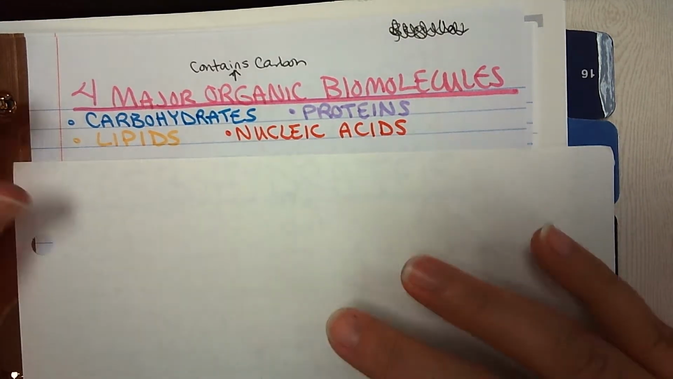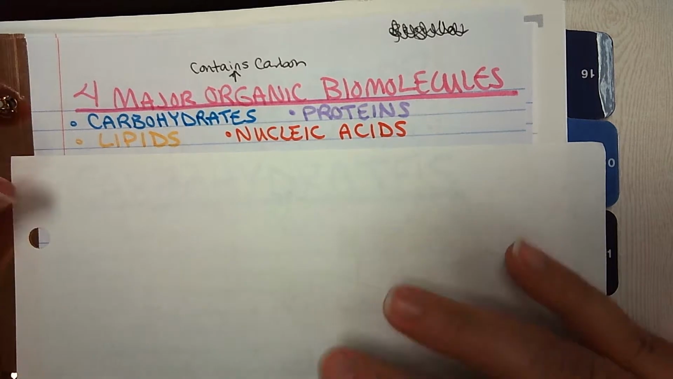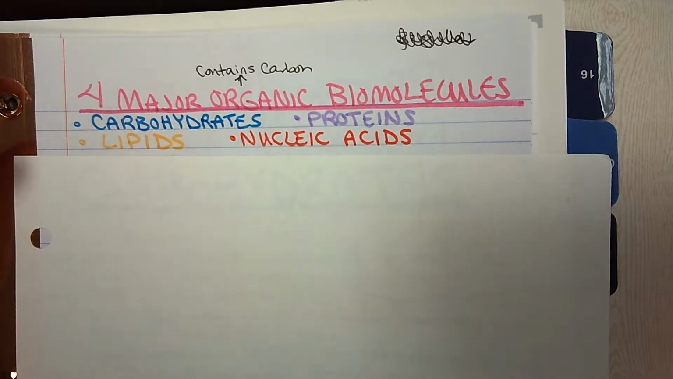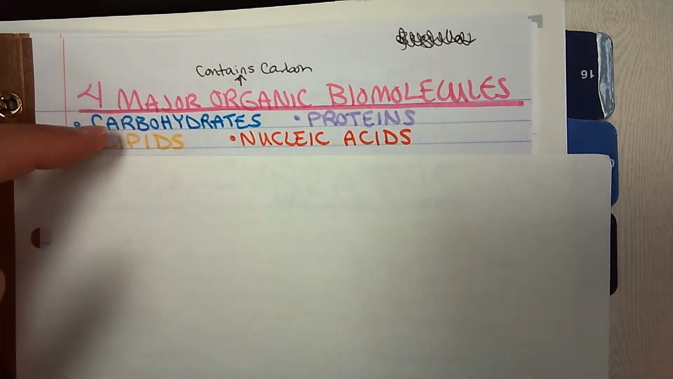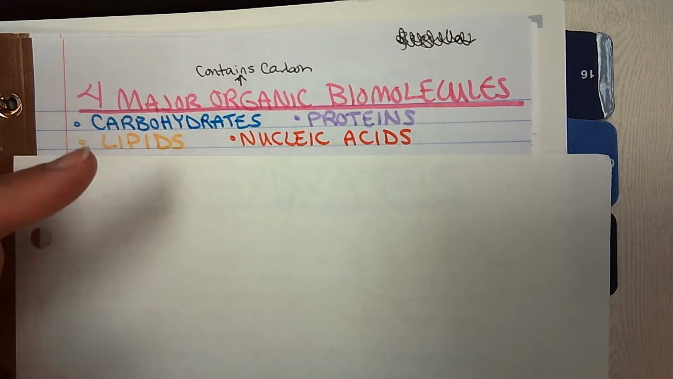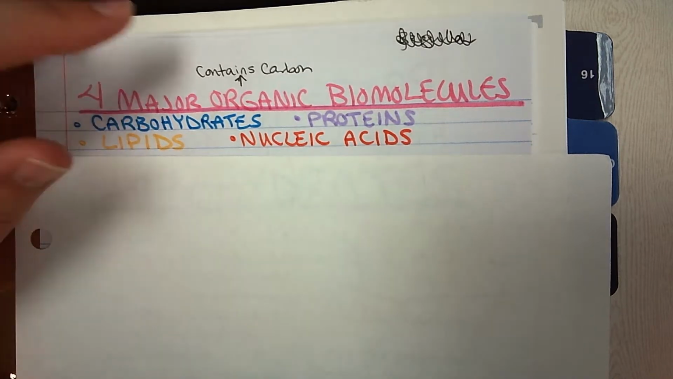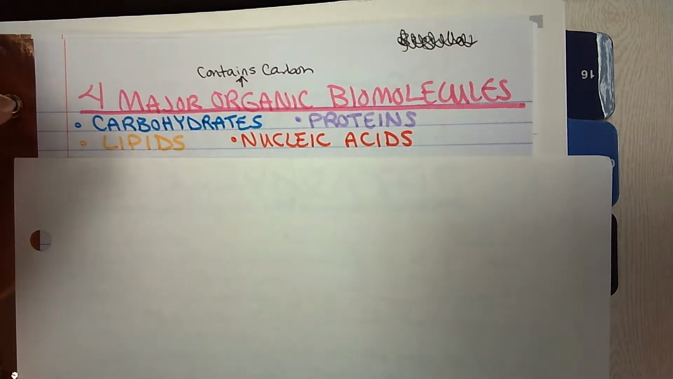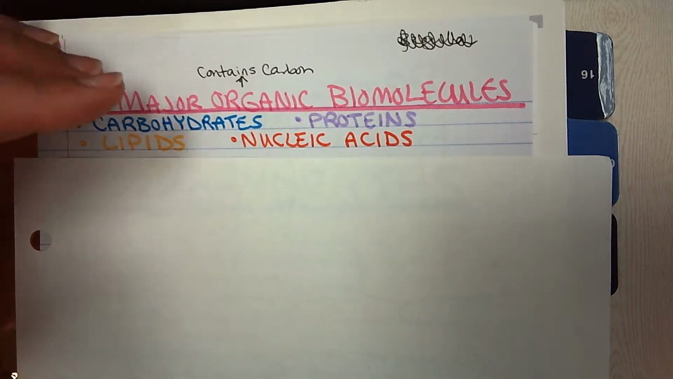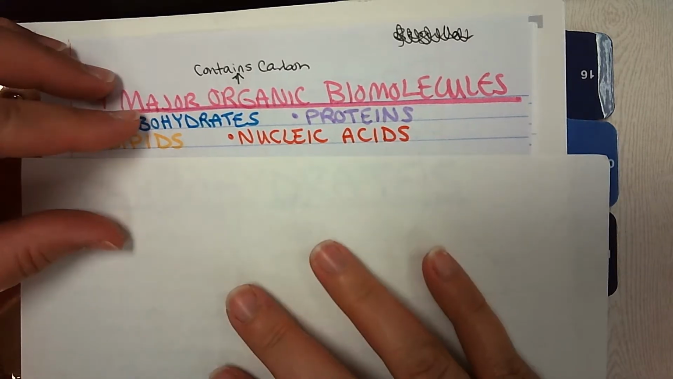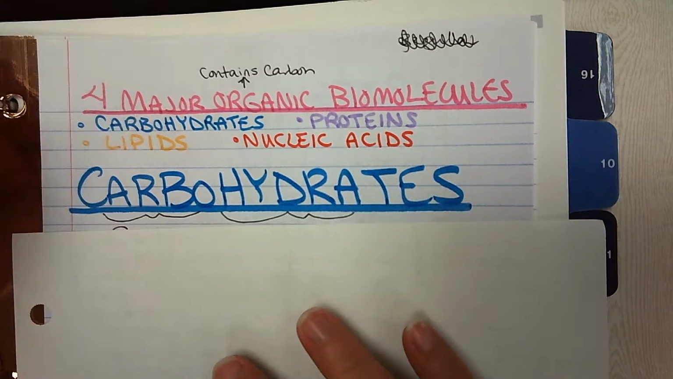Okay, so the last section of your biochemistry is the 4 major organic biomolecules, and we're going to break these up into their 4 sections: carbohydrates, proteins, nucleic acids, and lipids. Anything organic just means that it contains carbon. So all of these have carbon in there, and really just the other CHNOPS elements. We're going to start with carbohydrates.